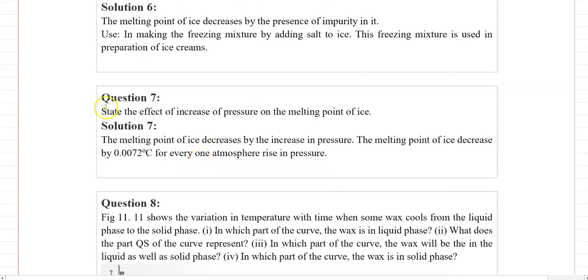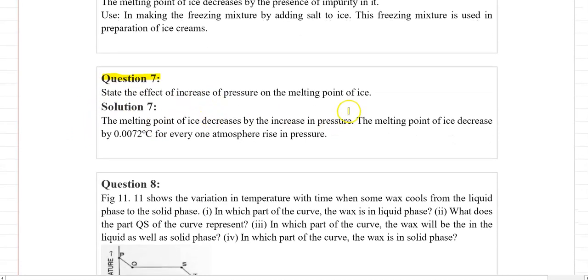State the effect of pressure on the melting point. With increasing pressure, the melting point is decreased for water or for ice. The melting point of ice decreases by 0.0072 degree for every 1 atmosphere rise in pressure.